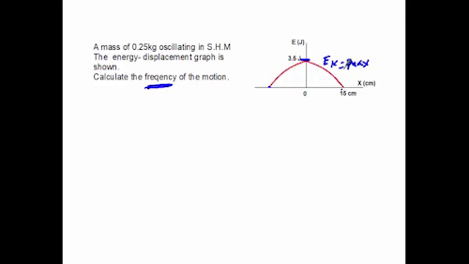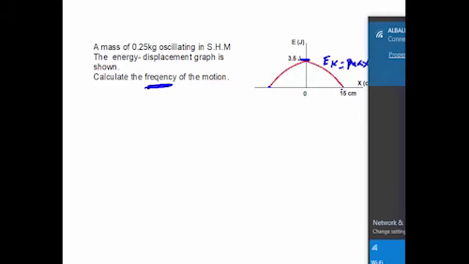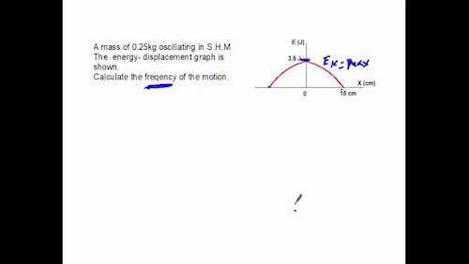which is the value for the total energy. The maximum value here is also the total, because the potential energy here is 0, so the maximum value for kinetic energy will give us the total energy. So we can apply either the kinetic energy equation or the total energy equation.